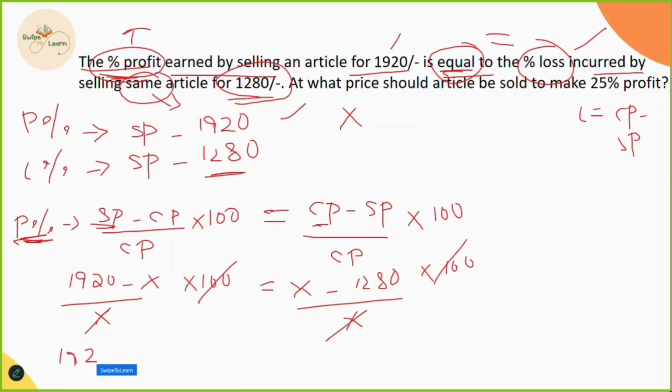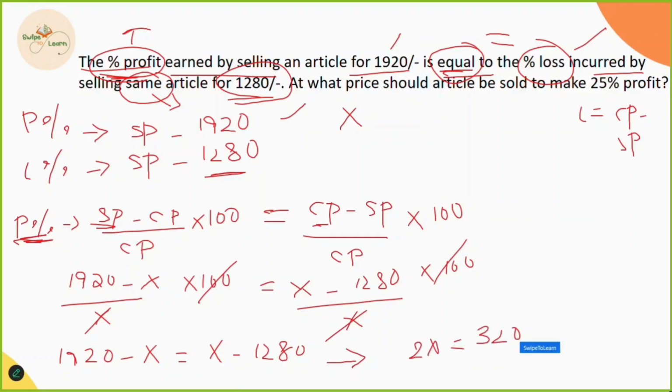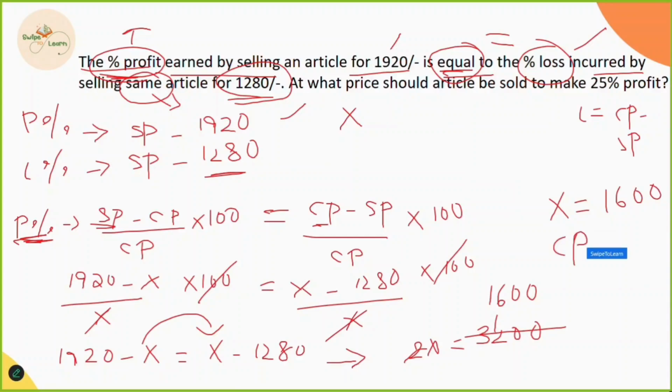So 1920 minus X equals X minus 1280. So when solving this equation, what do we get? 2X equals 3,200. Taking this X to one side and the value to the other side, we are getting X as 3200 divided by 2. 2 ones are 2, 2 6s are 12, and 0. So X we got as 1600. X means CP. CP we have and SP we have. What they're asking is at what price it should be sold so as to make a profit of 25%. Profit percent is also given. So now it is very easy to calculate the price.